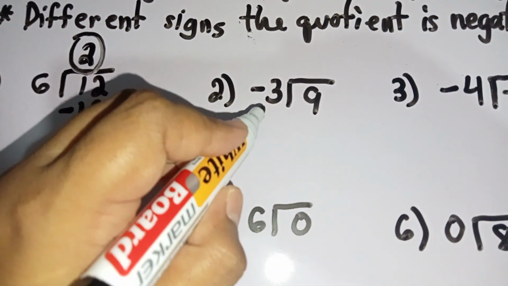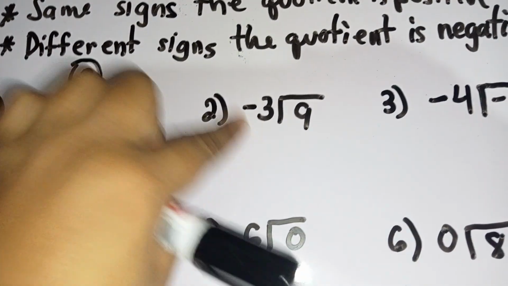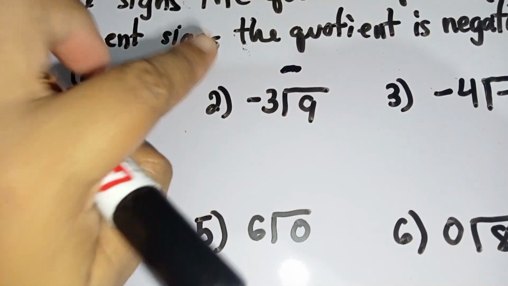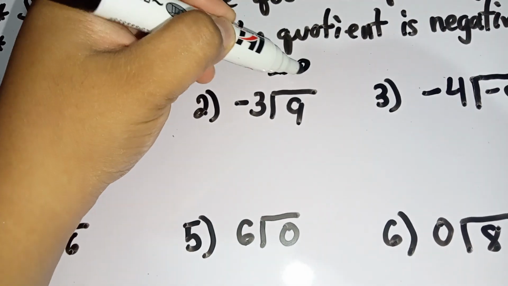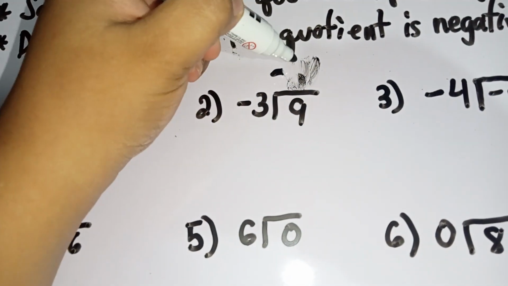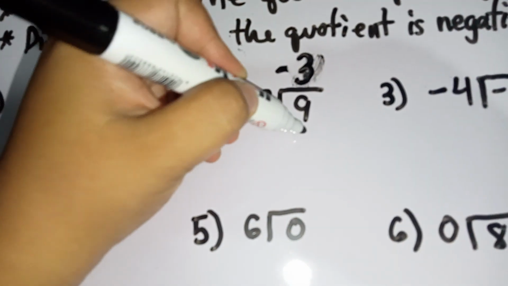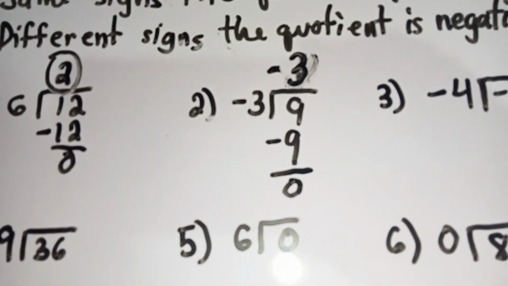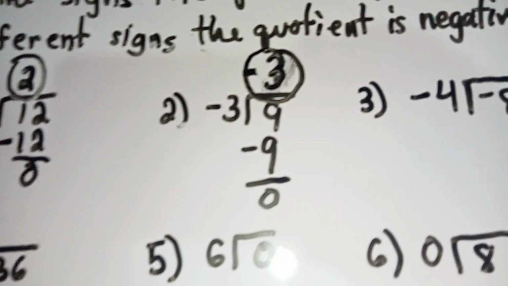The next one, negative 3 divided by positive 9. 9 is positive, 3 is negative. So, the quotient is negative since they are different signs. So, we divide 9 by 3. The answer is negative 3. So, negative 3 times negative 3 is positive 9. We subtract. So, the difference is 0. So, the answer is negative 3.